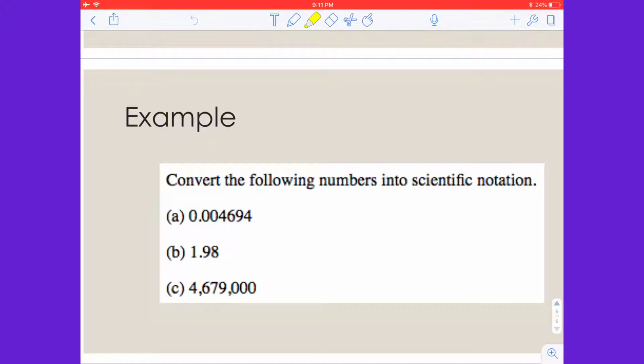And looking at letter C, I have 4,679,000. So the decimal is on the very end. I want to move it past the 3 zeros. And I actually need to get the decimal between the 4 and the 6. So I need to pass the 9 and the 7 and then the 6. And I'm going to the left. So it's a positive exponent of 6 places. So my final answer would be 4.679 times 10 to the +6th power.